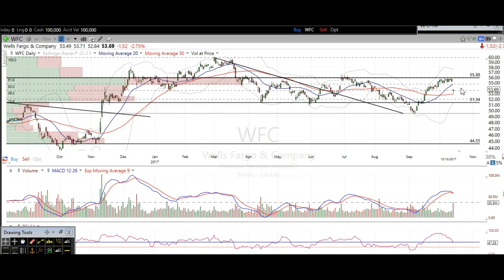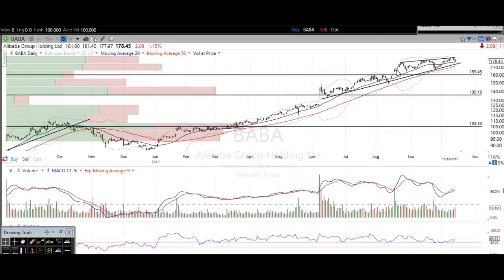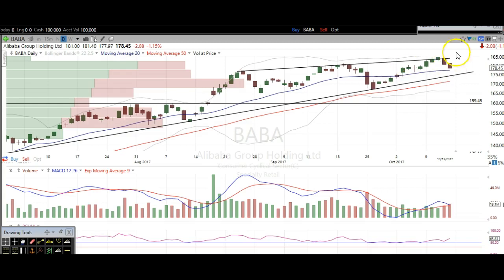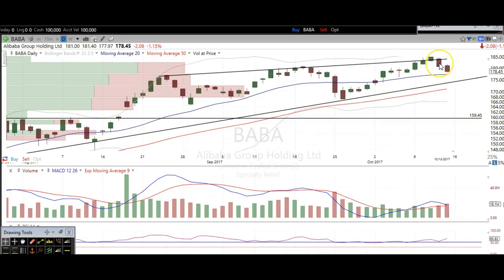So the next one we're going to take a look at is BABA. And BABA, we came into this resistance point right here. We mentioned that it was likely going to head lower. We got that here, confirmation on Thursday with this gap down and then close below the previous day's low. So we said that BABA was going to head lower. Now it's heading lower. So congrats if you've been following along.